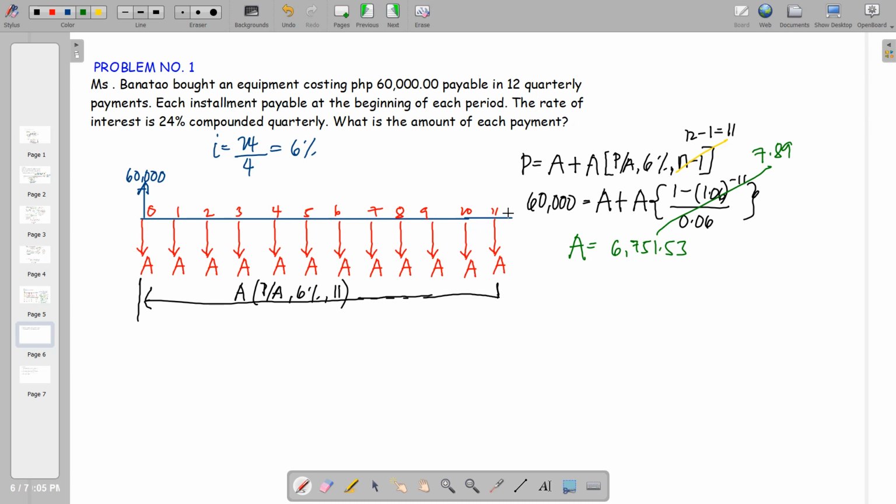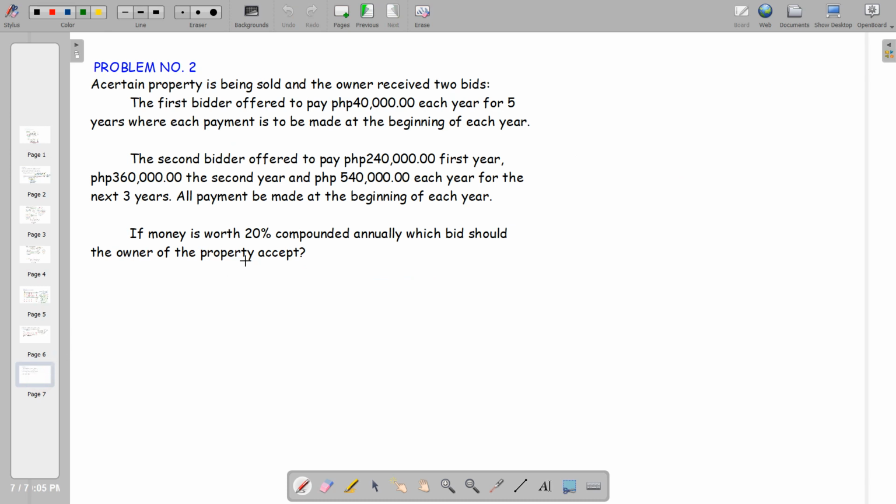Okay, so let us move on to the next problem. Say a certain property is being sold and the owner received 2 bids. So there are 2 bidders here. The first bidder offered to pay 40,000 each year for 5 years, where each payment is to be made at the beginning of the year. So may I correct this to be 400,000 each year for 5 years?